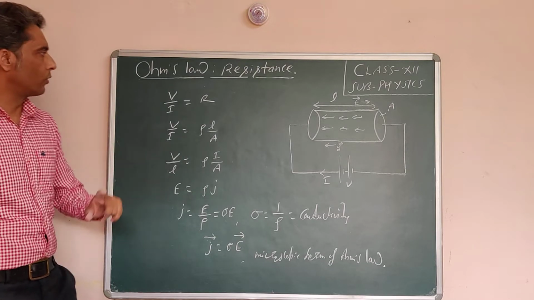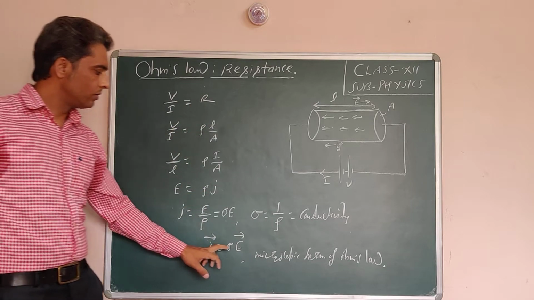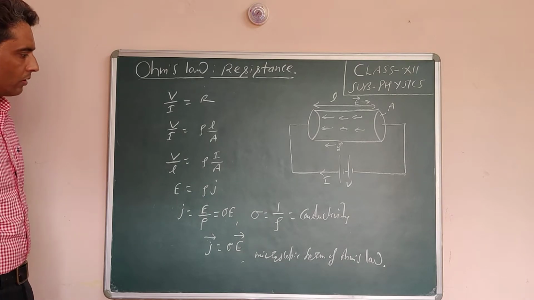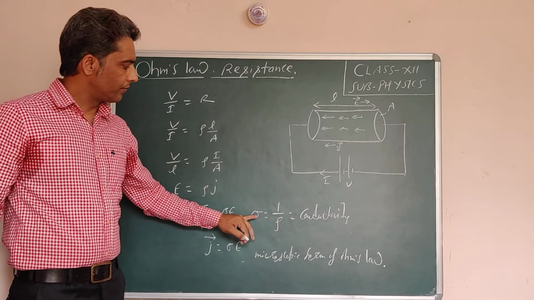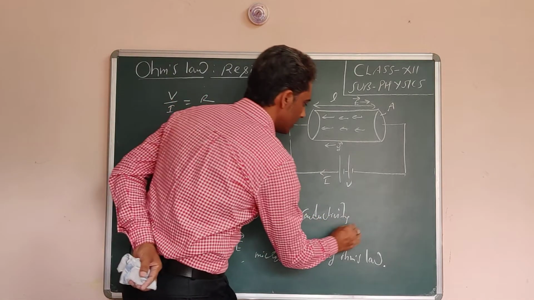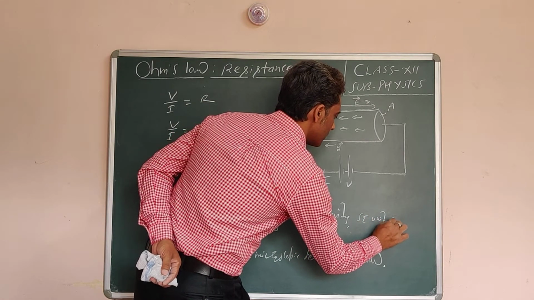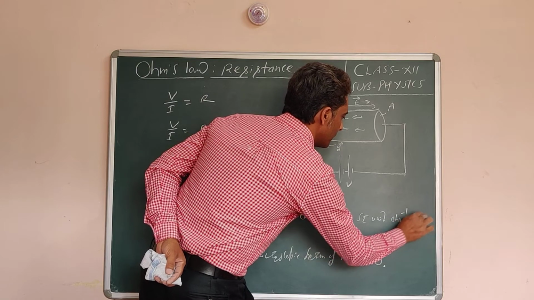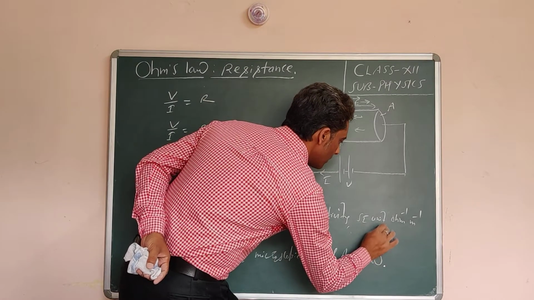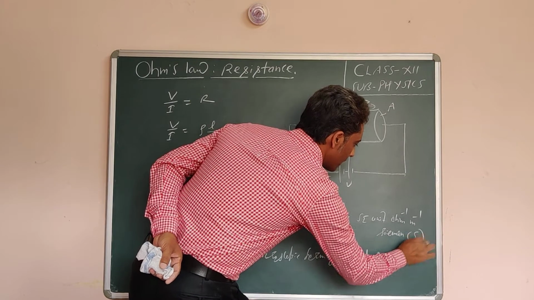So one mathematical equation for Ohm's law is V is equal to IR, or V over I is equal to R, and the second one is J is equal to sigma E. So this is all about Ohm's law. Here the reciprocal of resistivity is known as conductivity, and its SI unit is ohm inverse meter inverse, or it is also known as Siemens, or we can write as capital S.